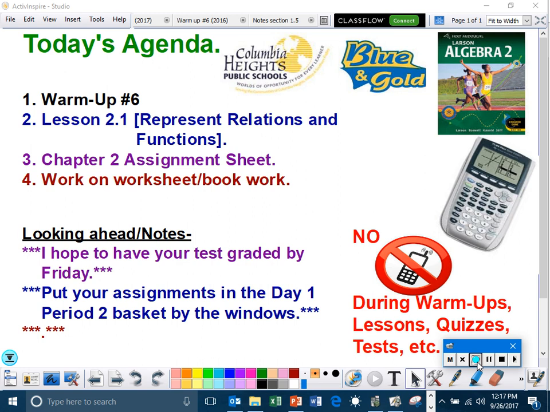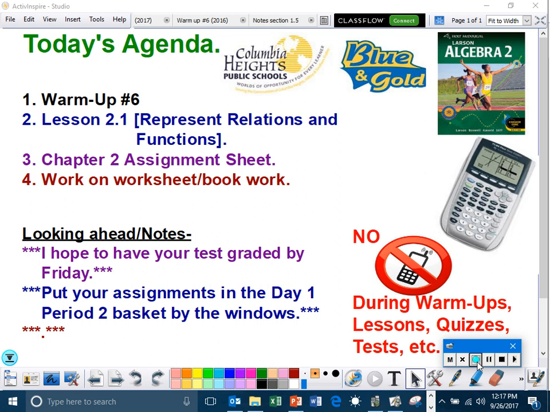Chapter 2 assignment sheet, you will get that. That assignment sheet is yellow. And then you're going to get a worksheet that is blue, and you can work on that. Looking at the bottom, looking ahead notes, I am hoping to have your test graded by Friday. As of right now when I recorded this, I have not started yet, but it is my goal to have them graded by Friday.